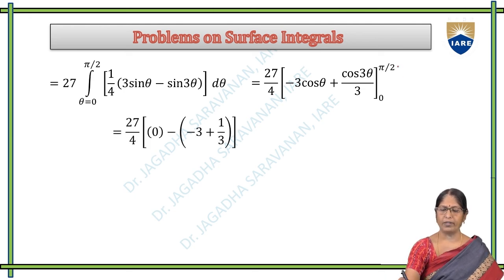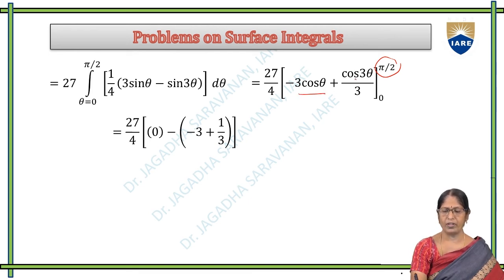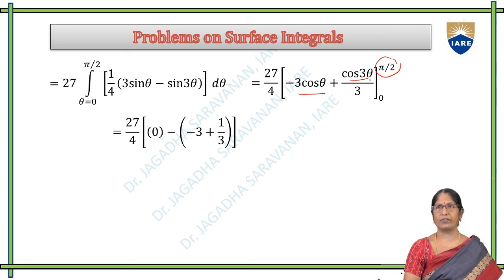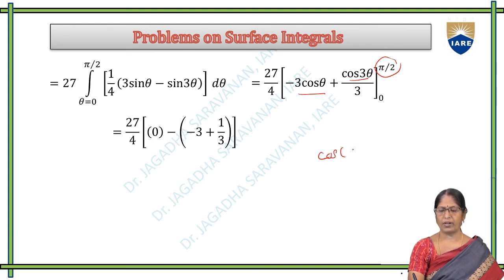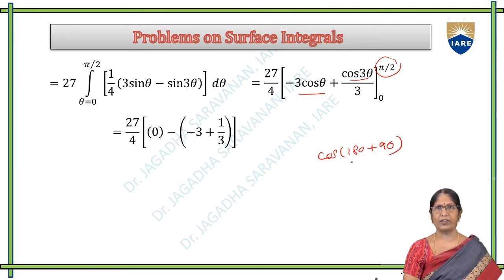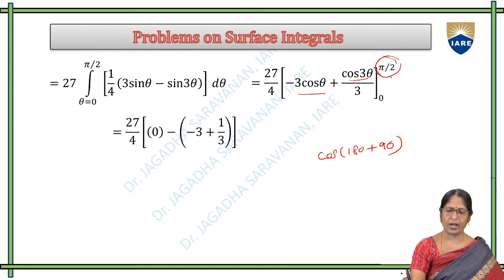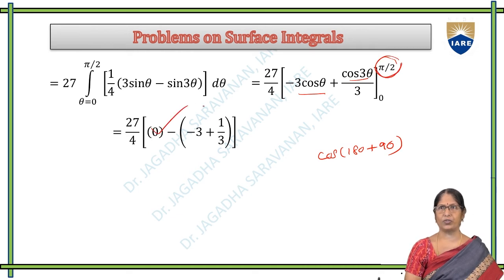Now for the upper limit, in the place of theta we will substitute pi by 2. So here cos 90, here also cos 270. Cos 270 can be written as 180 plus 90, so it's nothing but cos 90. So put together, for the upper limit, the value is 0. This is the limit formula.